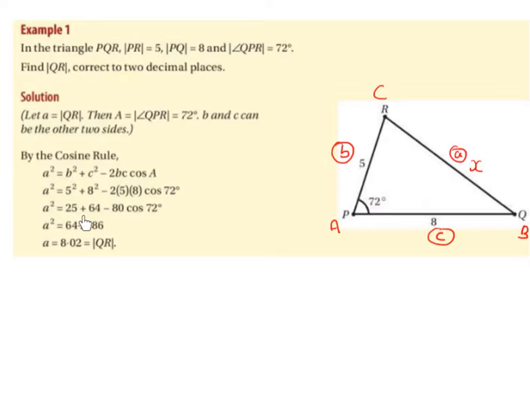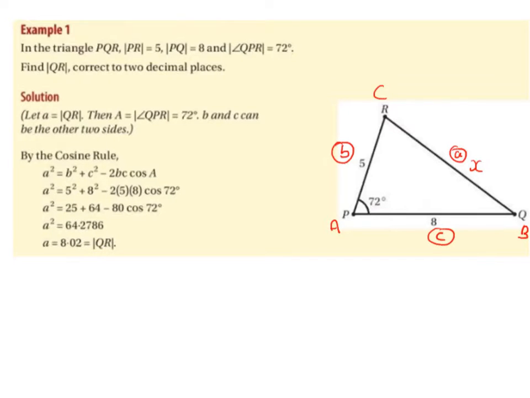So 25 plus 64 minus 80 cos 72 gives us 64.2786 to 4 decimal places. So we're going to square root the 64.2786 to get 8.02, and this is the length of the side QR.